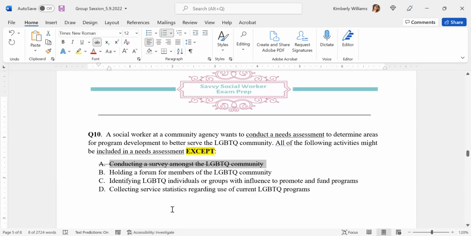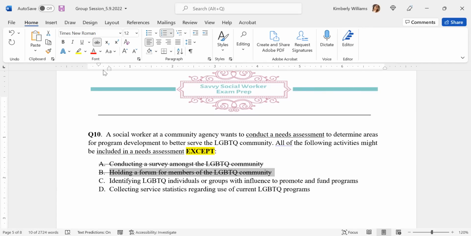B, holding a forum for members of the LGBTQ community. Is that something that will be in a needs assessment? I would say yes. That's like holding a meeting. Yeah, like a little forum kind of, you say, I say, we say type of meeting. Yeah, I would say yes. Okay. You bring them together. All right. What about C, identifying LGBTQ individuals or groups with influence to promote and fund programs? Is that going to be something that might be included in the needs assessment? No. I would say pause. Okay, so we got to pause.